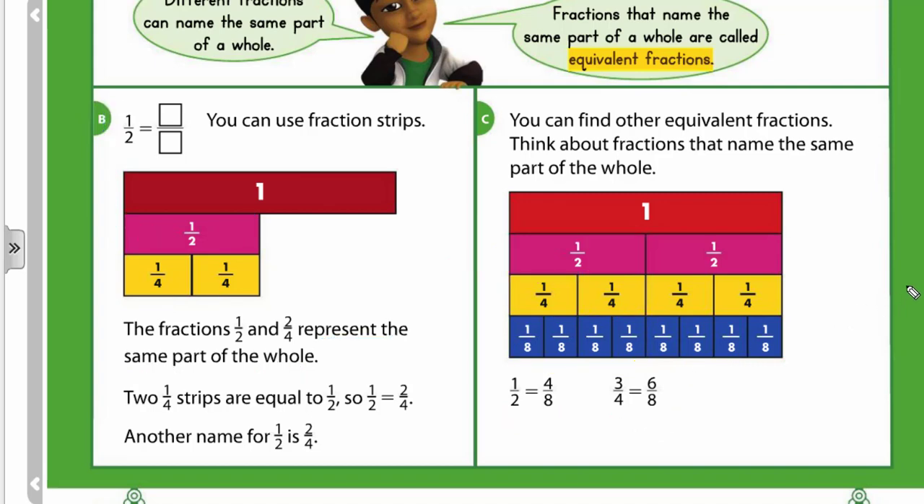Okay, let's see this. 3/4. This is 1/4, 2/4, 3/4. These are 3/4, as you can see here. Let's count how many eighths. 1, 2, 3, 4, 5, 6. So this is 6/8. Okay, so let's move down, my heroes, and see how to find equivalent fractions.